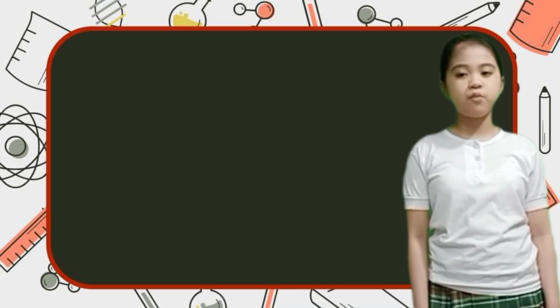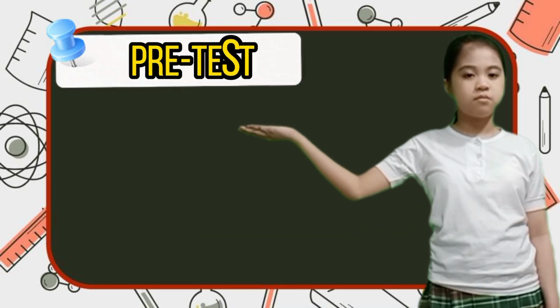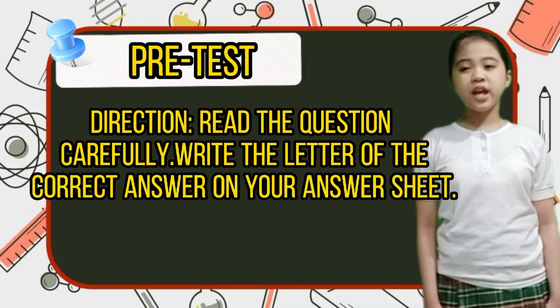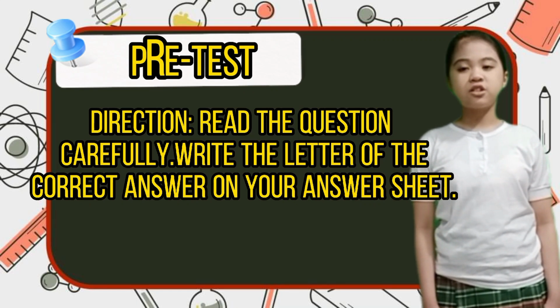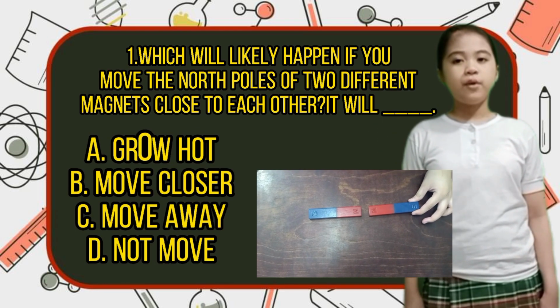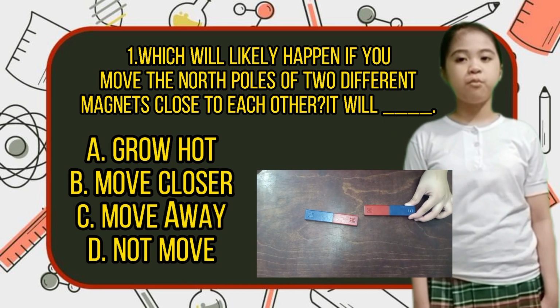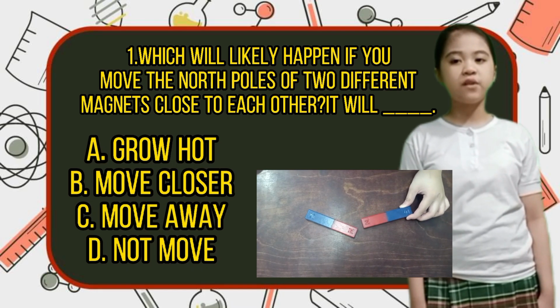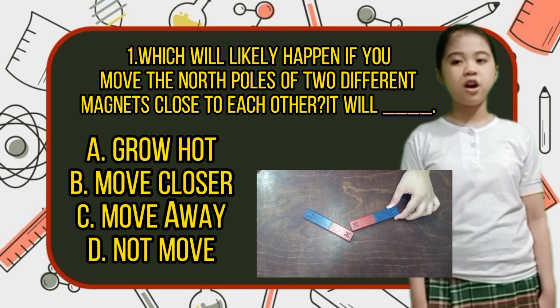Let's begin with the pre-test. Direction: Read the question carefully. Write the letter of the correct answer on your answer sheet. Number 1. Which will likely happen if you move the north poles of two different magnets close to each other?